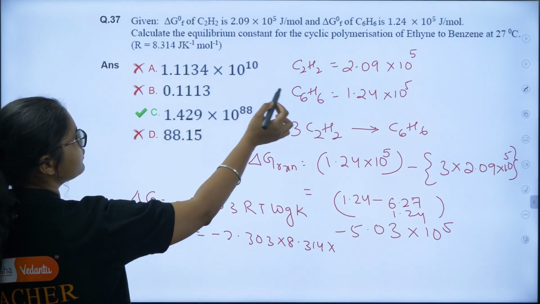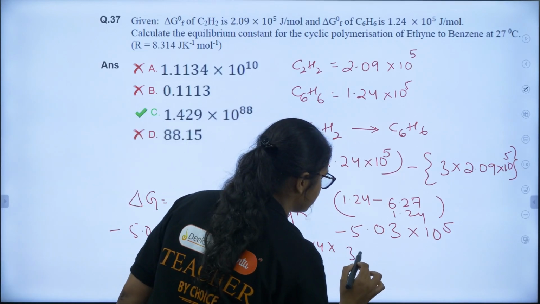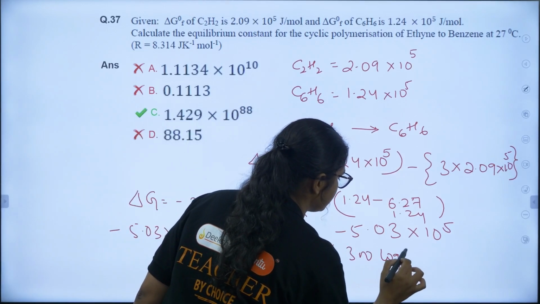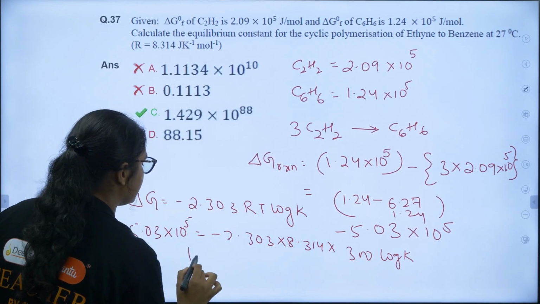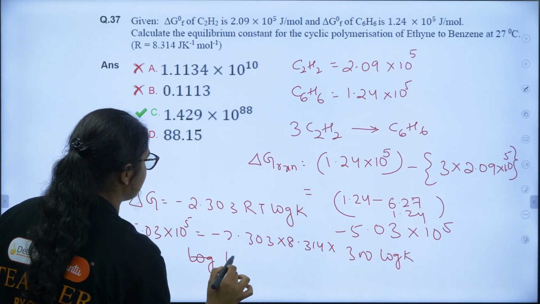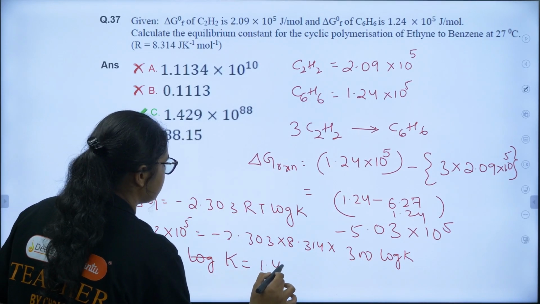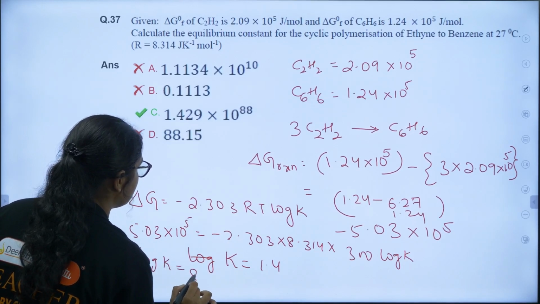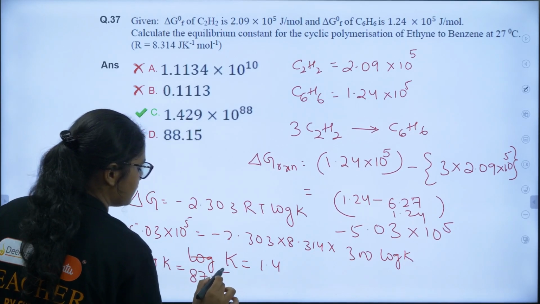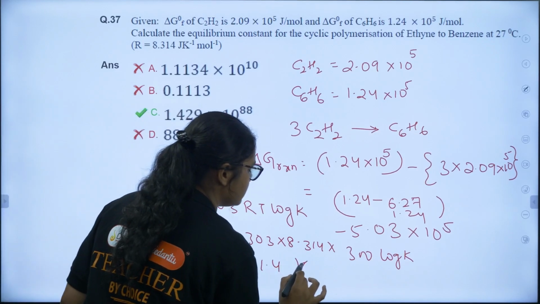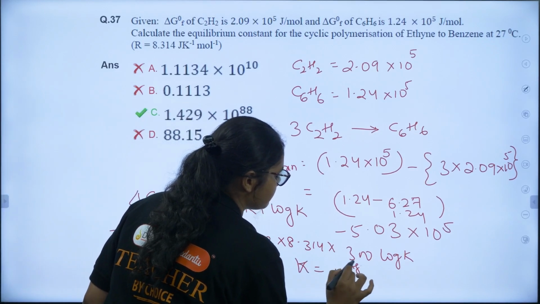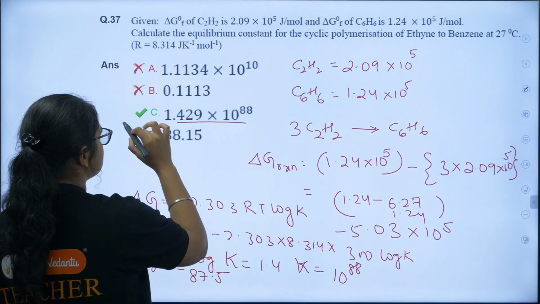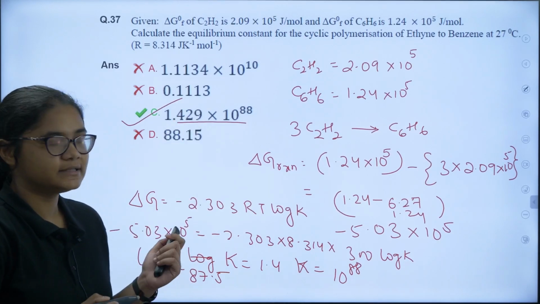T is which value? Temperature is given as 27, meaning 300 Kelvin, times log of K. Now once you solve this, we can take antilog on both sides and get the value of K. If you calculate this, the log K value will be coming around 87 point something, or we can say 88. So the K value will be something in the power of 10 to the power of 88. So you can see only one option fits. So the correct answer is option number C.